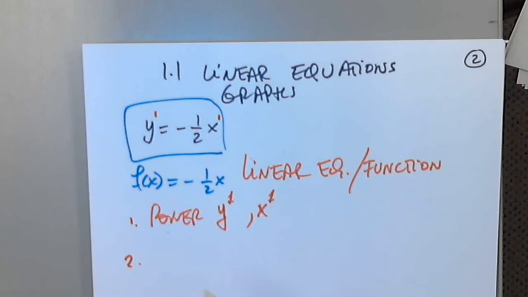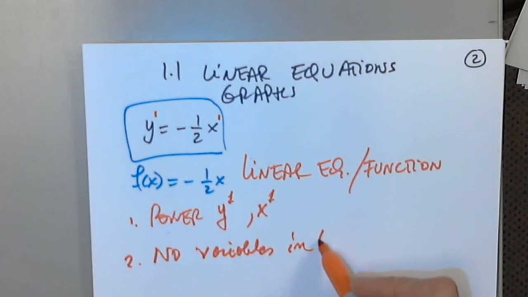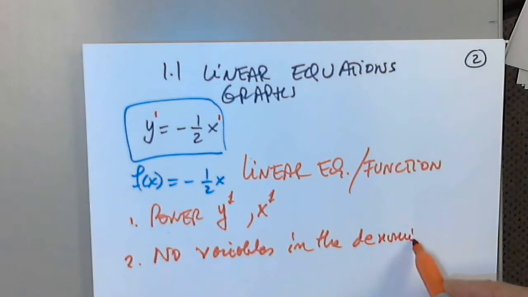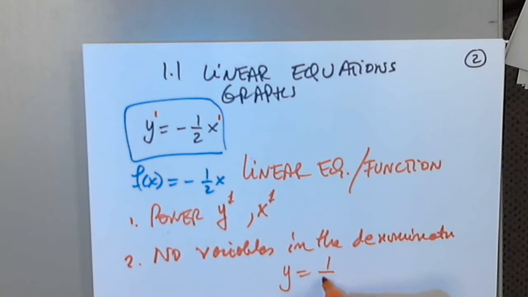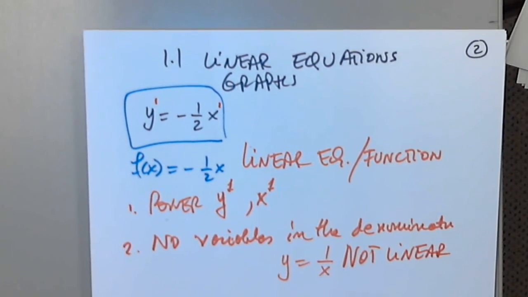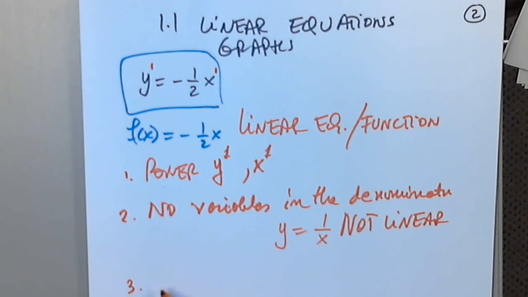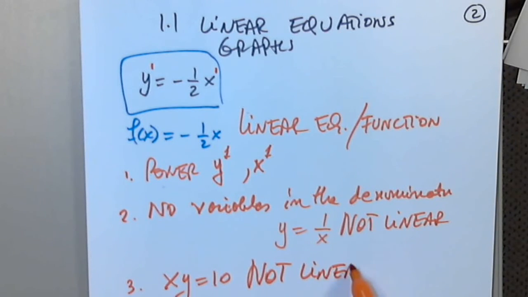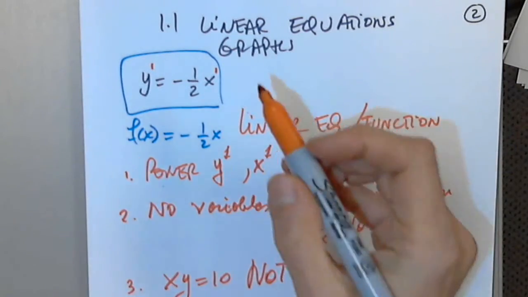That's the first condition. Second condition, no variables in the denominator. Something over x is not linear. So y equals 1 over x is not a linear equation. Also, if we have products of variables, so xy equals 10, not linear. Okay, so this is indeed linear.